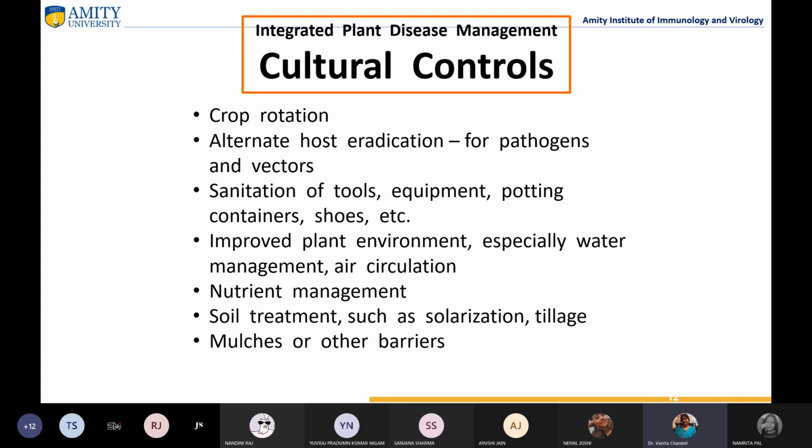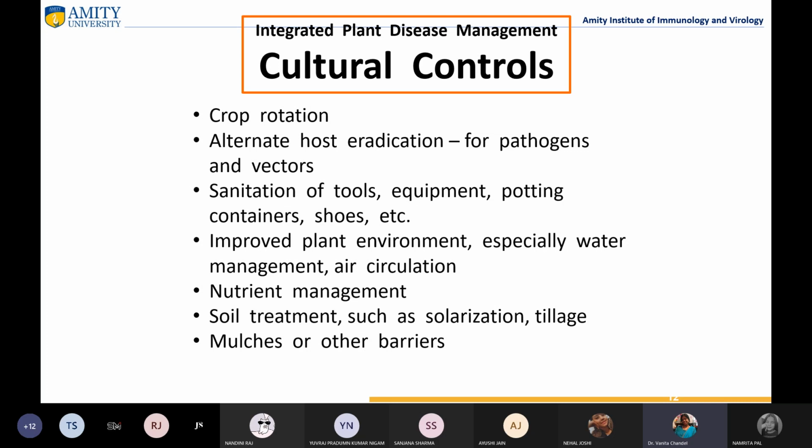Nutrient management. So healthy plants are least affected by the pathogen, right? If the plants are healthy, there are fewer chances that they will be affected by the pathogen. If they are already weak, there is a lack of nutrients in the field, and the overall vigor of the plant is not good, they will be the first to get affected by the pathogen.